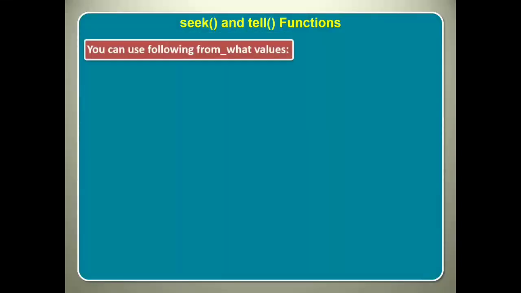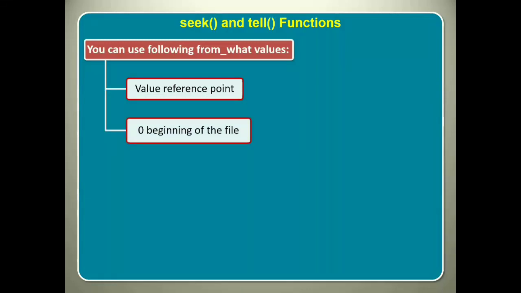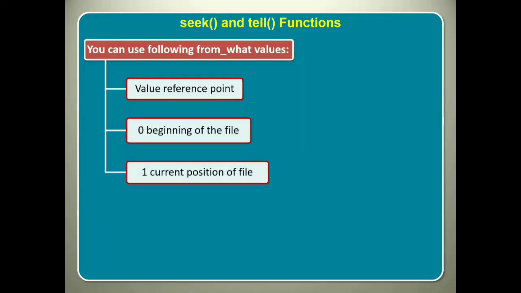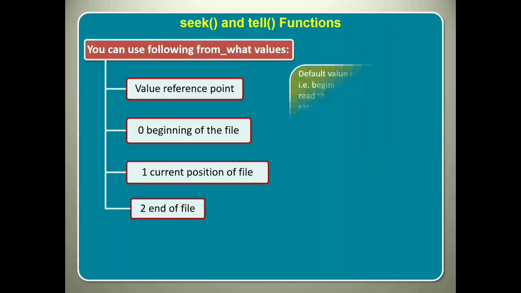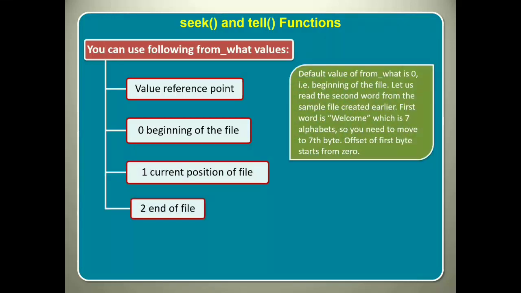You can use the following from_what values. Value 0 is the reference point beginning of the file, 1 is the current position of file, and 2 is the end of file. The default value of from_what is 0, that is, the beginning of the file.